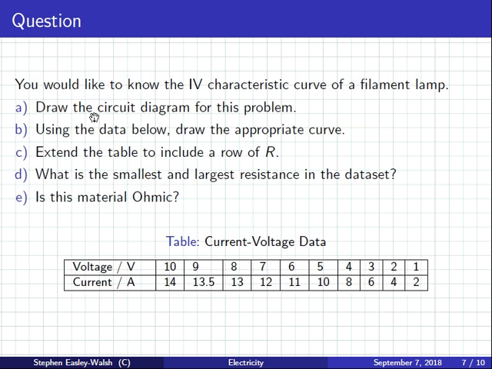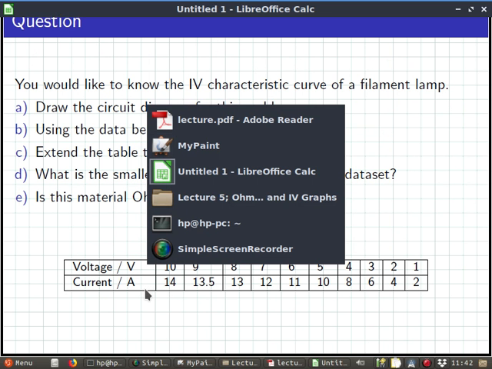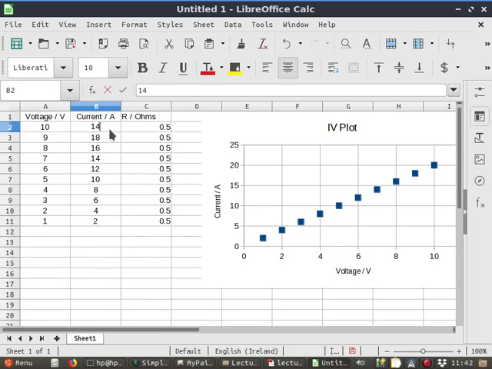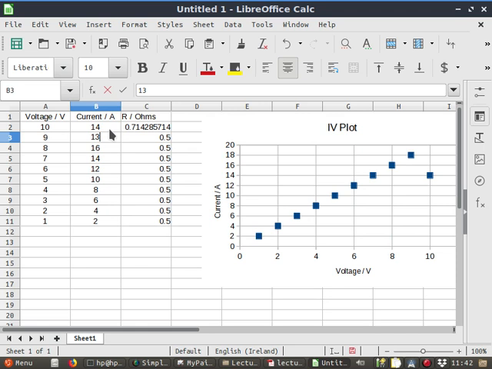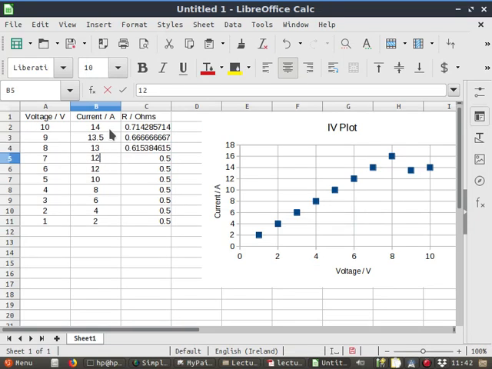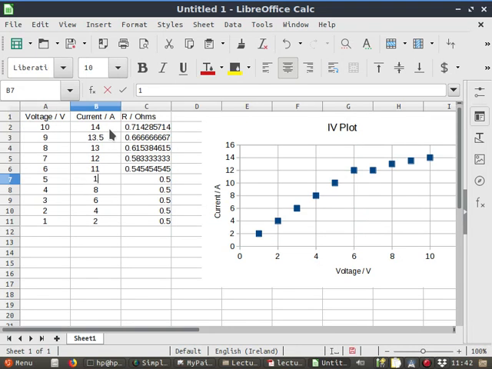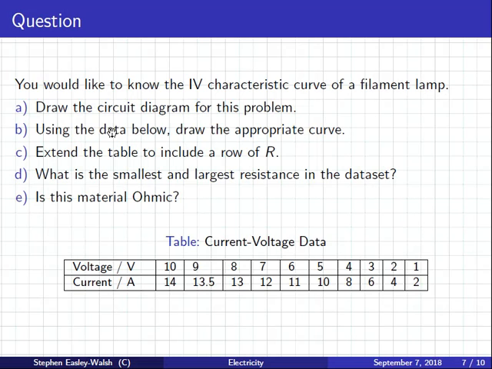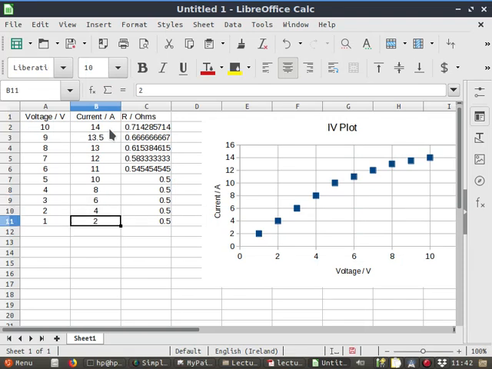I don't need to do part A, do I? No. Part B, use the data, draw the curve. So the voltage I kept the same, but I've changed the current for the lamp. So let me redraw now. This is 13.5, 13, 12, 11, 10, 8, 6, 4, 2. Now, do you see how the shape's a little bit different? What's happening? It's bending, isn't it? So what's happening to the resistance as you increase the voltage?